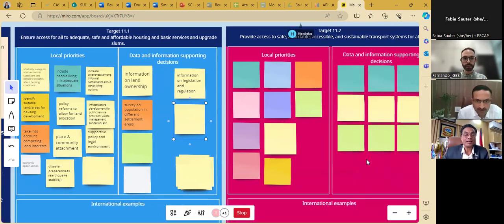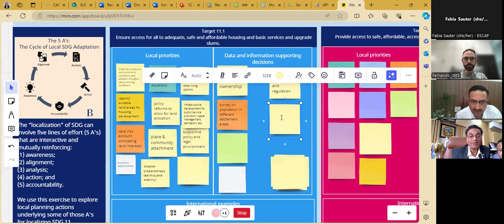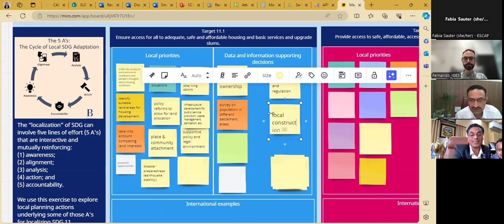One more thing we want to add. We should get the information regarding the local construction cost for housing, because unless we have the information regarding the cost of construction in the local area, we cannot make a plan for how we will provide them affordable housing facilities.